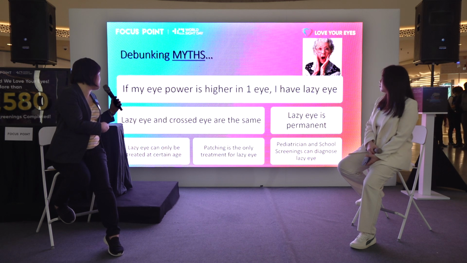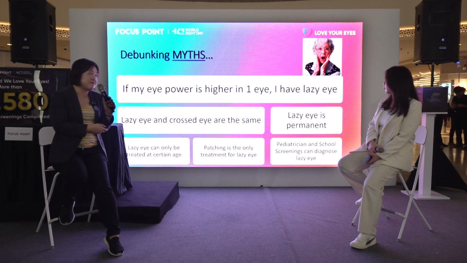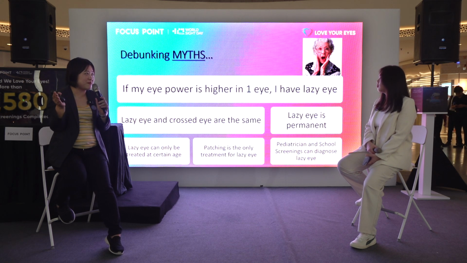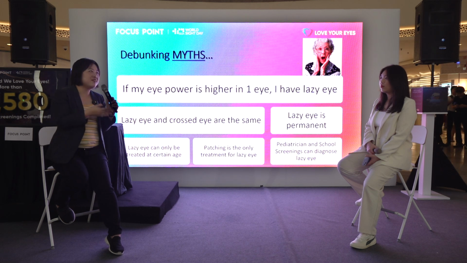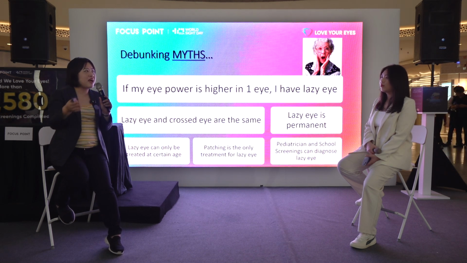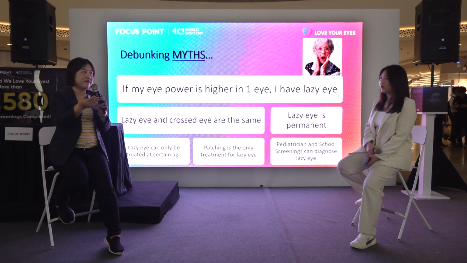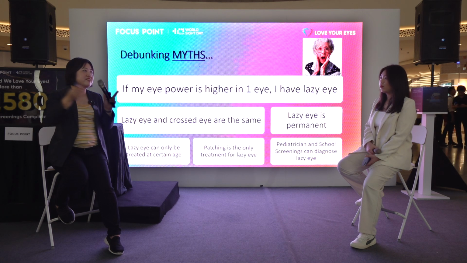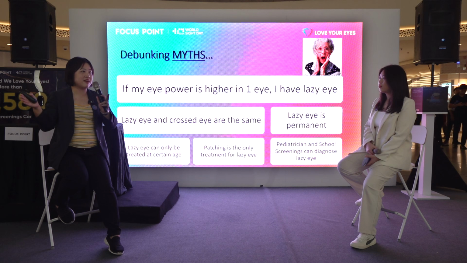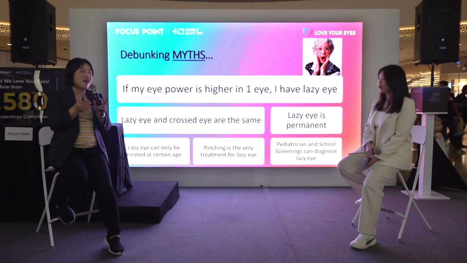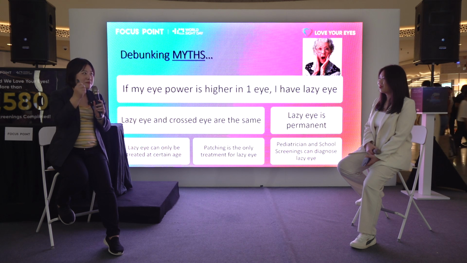Okay, then the second one is that lazy eye and squint eye are the same. So it means if I have strabismus or squint eye, then squint eye equals lazy eye? Not necessarily. We do have squint eye where both eyes see equally well, but the eye is alternating fixation. Sometimes the right eye will be straight, sometimes the left eye will be straight. But both eyes can also see 20/20. So this person has squint but no lazy eye.